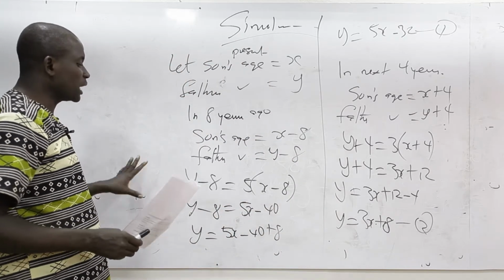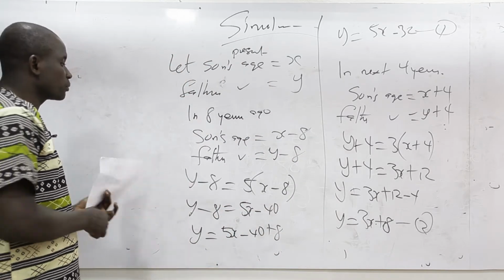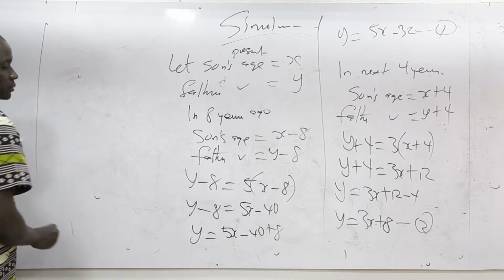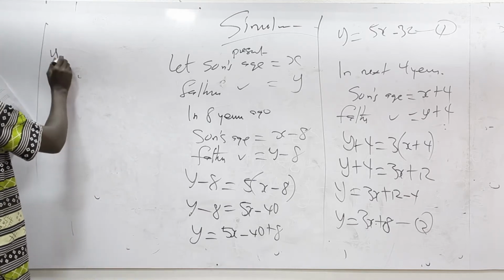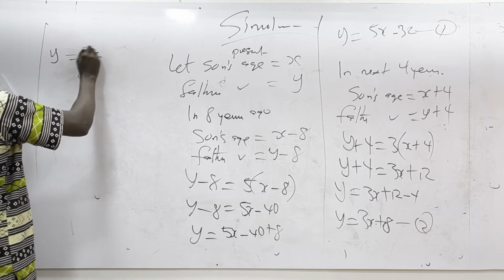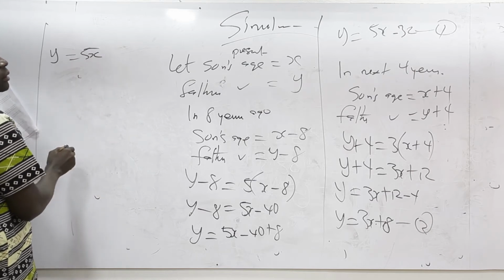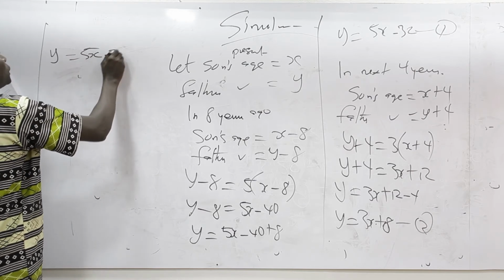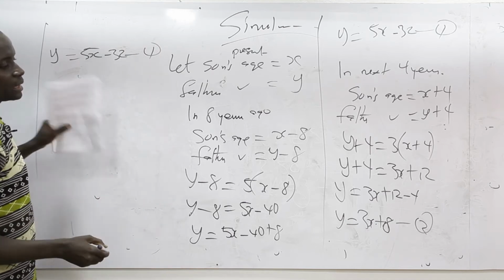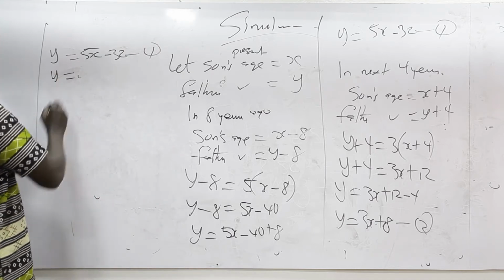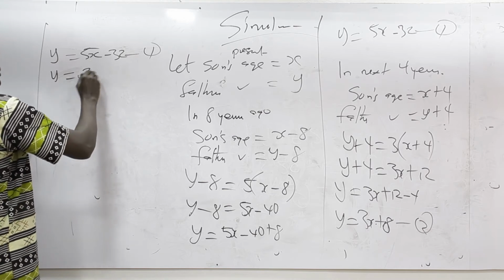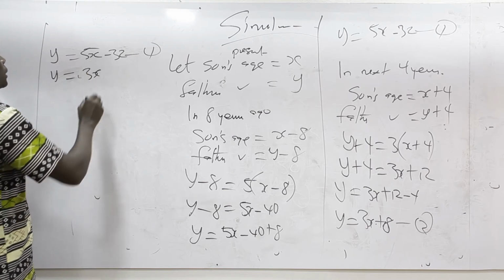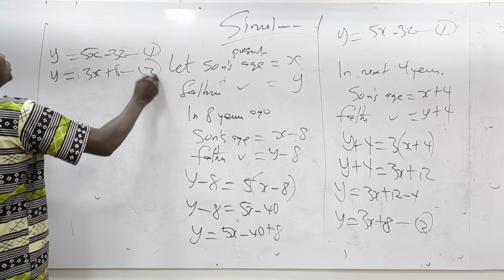So now, we've been able to establish these equations. Coming back here, first equation is what? Y is equal to 5x minus 32. This gives us equation 1. And the second one is what? Y is equal to 3x plus 8. This is equation 2.